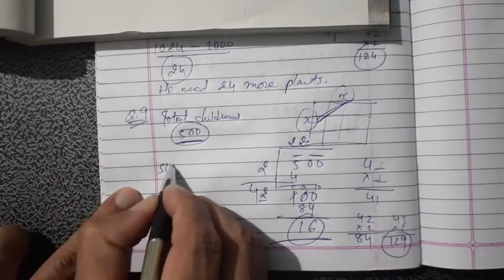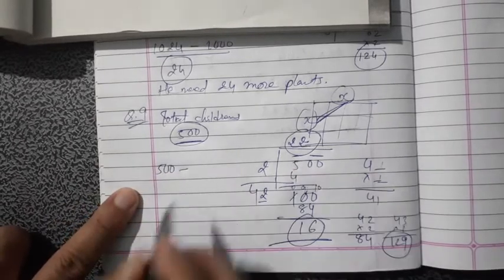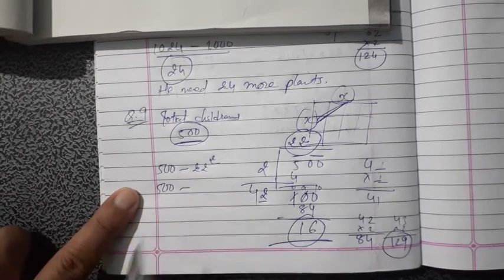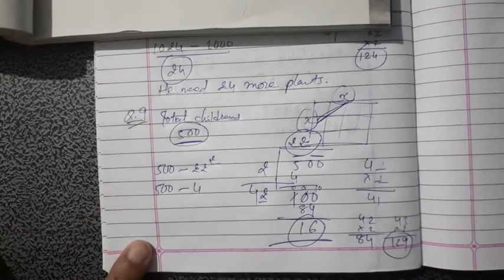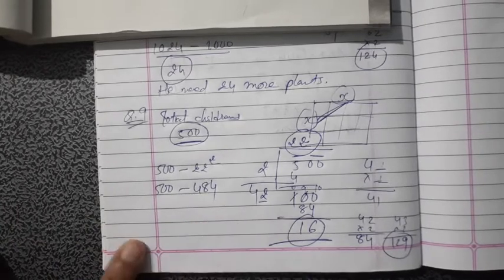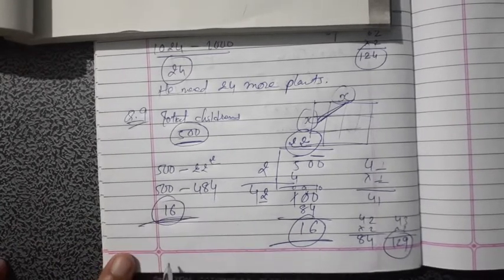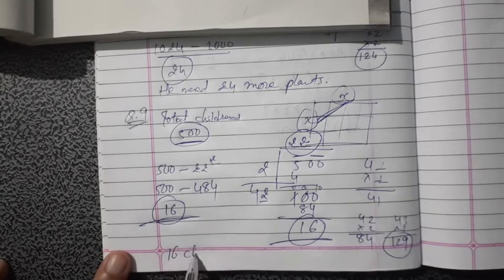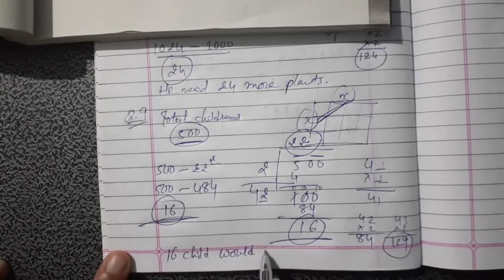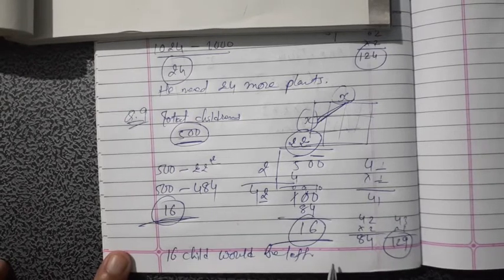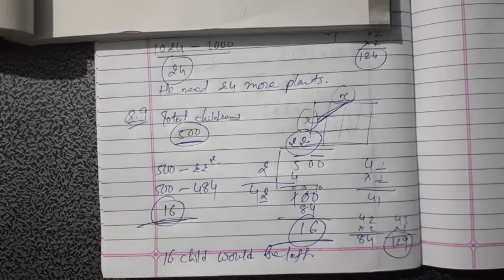So 500 minus 22 square, that is 484, and the difference is 16. So 16 children would be left out in this arrangement.